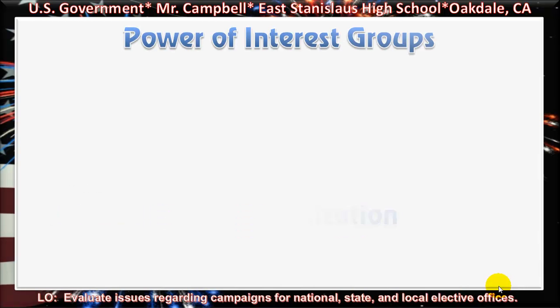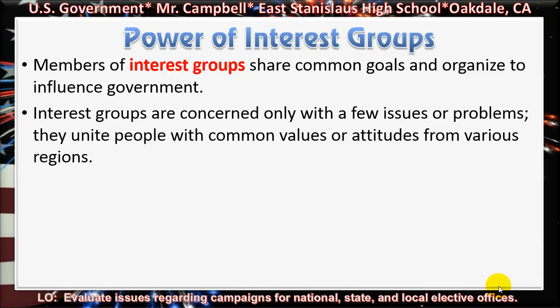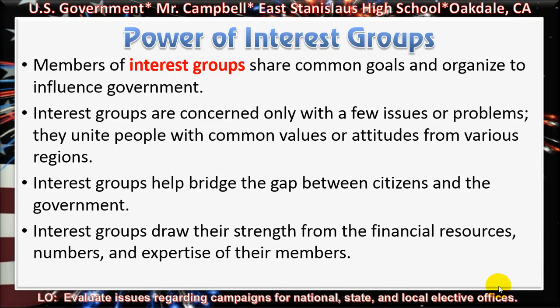Section 1, Interest Group Organization. The power of interest groups. Members of interest groups share common goals and organize to influence government. Interest groups are concerned only with a few issues or problems. They unite people with common values or attitudes from various regions. Interest groups help to bridge the gap between citizens and the government. Interest groups draw their strength from the financial resources, numbers, and expertise of their members.